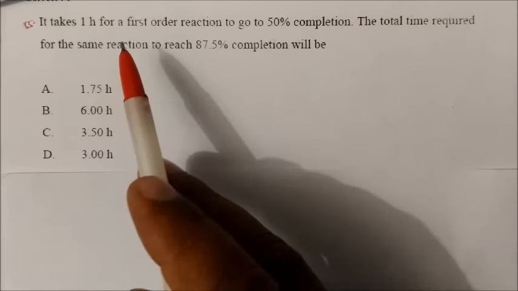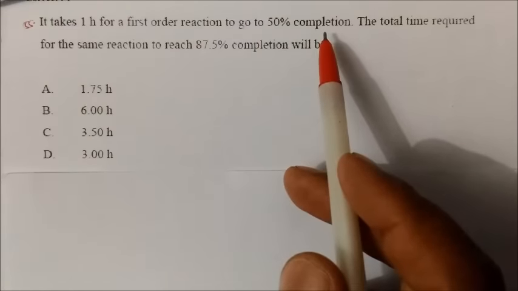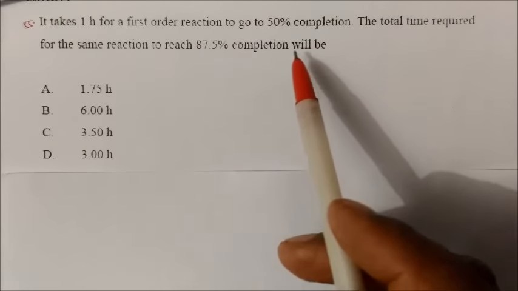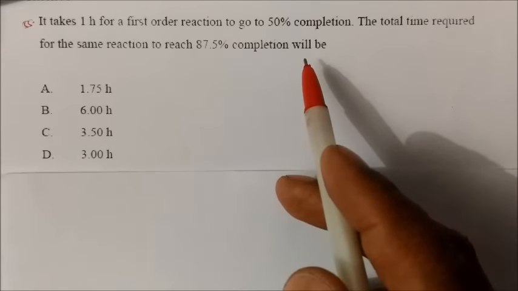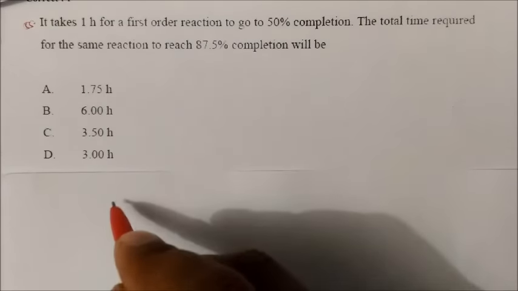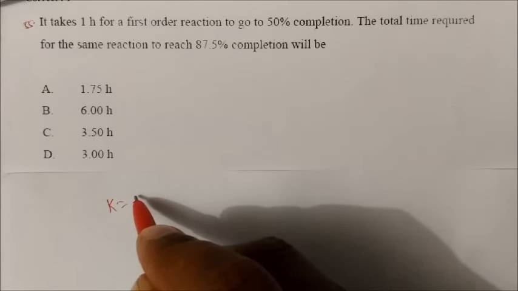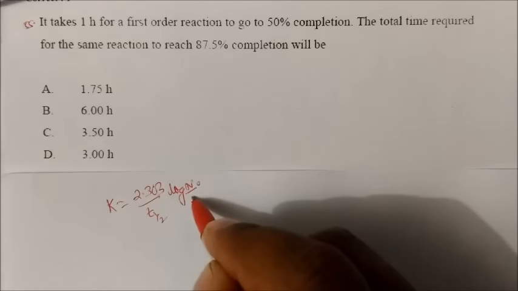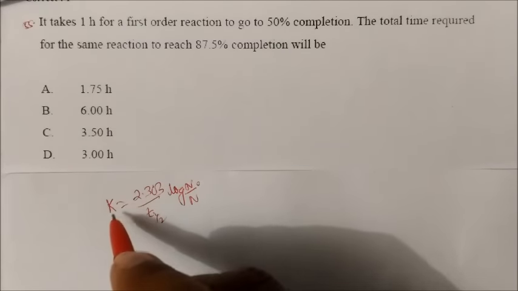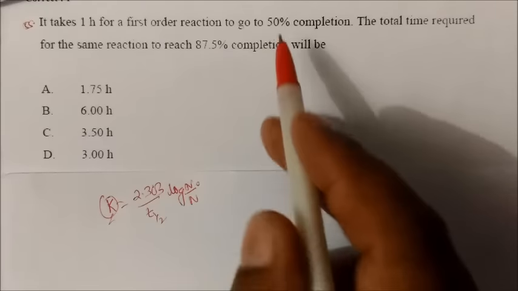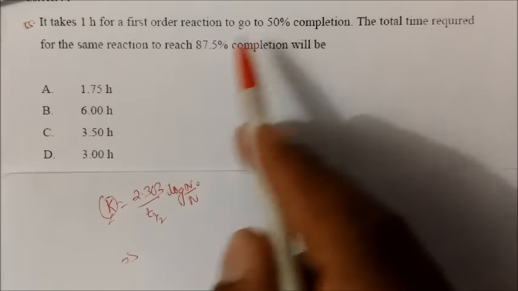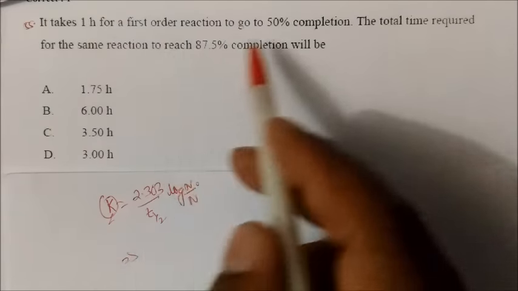It takes 1 hour for a first order reaction to go to 50% completion. The total time required for the same reaction to reach 87.5% completion? This question is from chemical kinetics, on first order reactions, and we know that the rate constant is equal to 2.303 divided by time taken, times log of initial value by final value. So we have to find this constant. The constant for the two reactions will be the same, so we will take this reaction separate and this reaction separate. What is the time given for the first one? It is 1 hour.